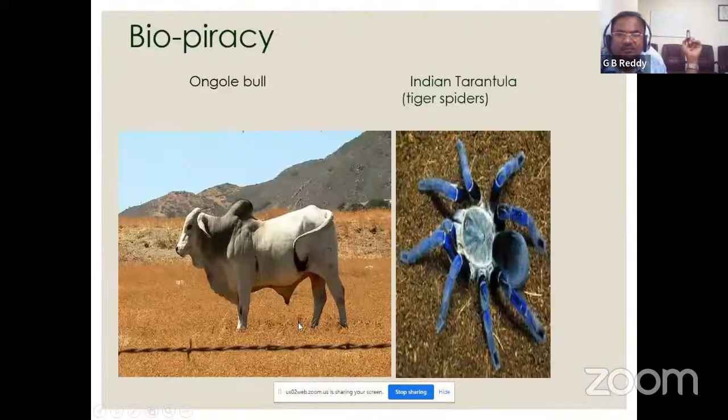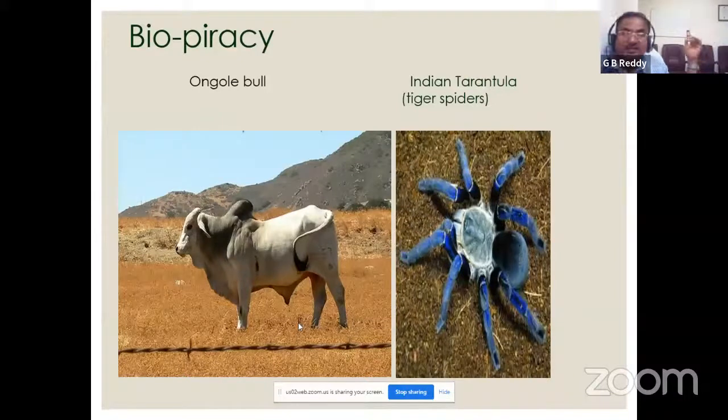Another point you must understand: intellectual property, though it may belong to a particular area, others may try to steal it, steal the knowledge. They may claim the credit without any justification. Ongole bull, you can see on your screen. But today, you ask any Brazilian, they say that no, it is a Brazilian bull, not an Ongole bull. Why? Because somehow the DNA of the Ongole bull got transported to other countries. Now they are claiming they are producing a similar kind of bull, and it is nothing but biopiracy.